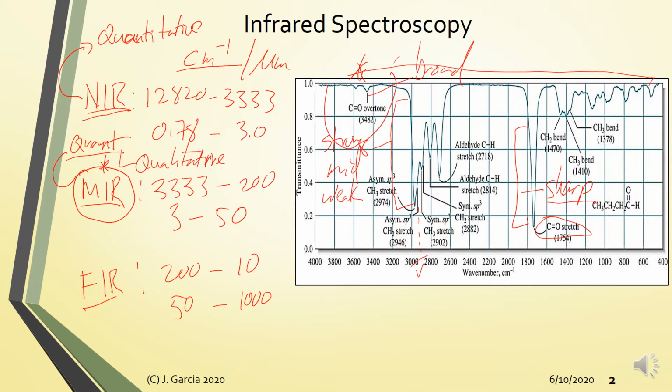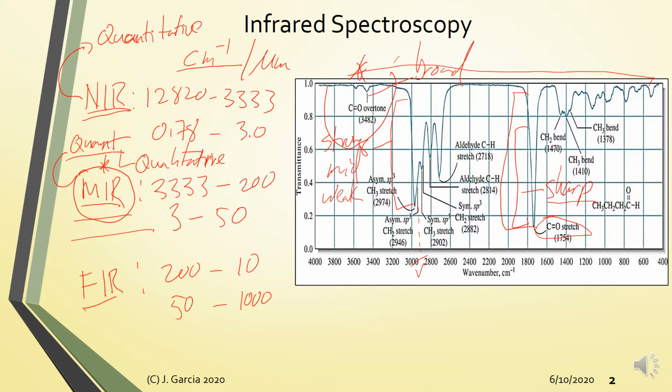Yeah, so intensity of the peak, peak position, and peak shape will give you information regarding the functional group or type of molecular bond present. So this is mid IR. For quantitative analysis, usually what we measure is the peak intensity. We just select a particular peak.